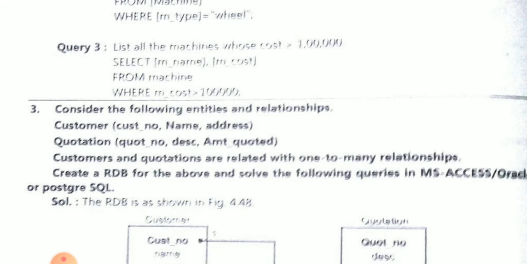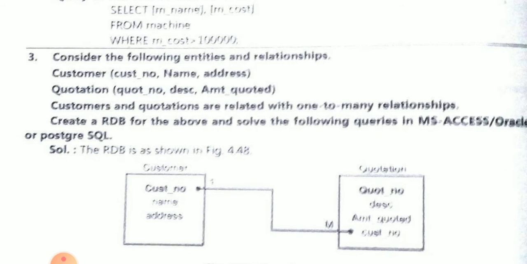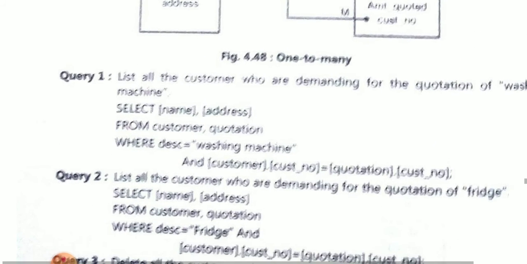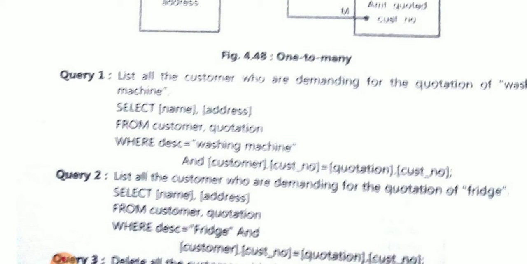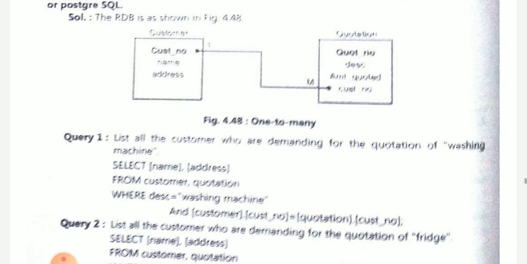Okay, see here, customer consists of customer number, name, address, and quotations. Quotation number, description, amount quoted. Okay, customers and quotations are related by a one to many relationship. This is a one to many relationship. Okay, suppose query 1: list all the customers who are demanding for the quotation of washing machine.